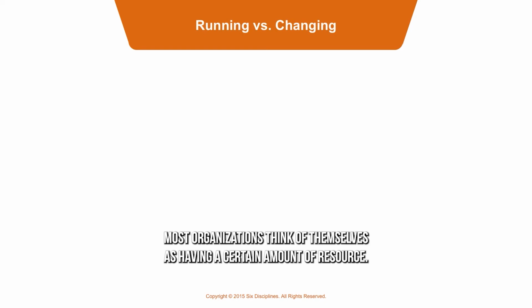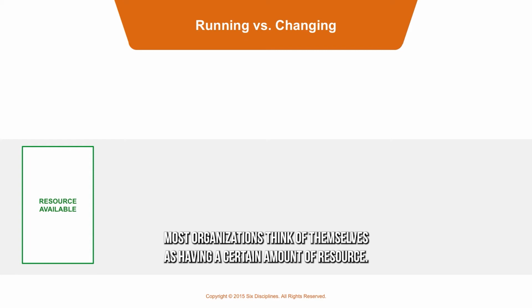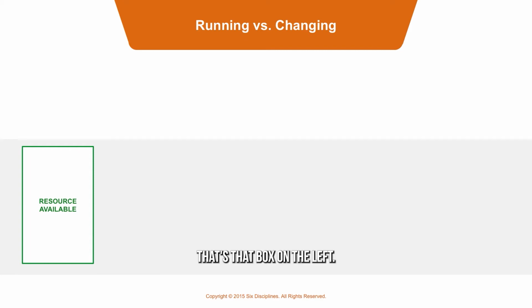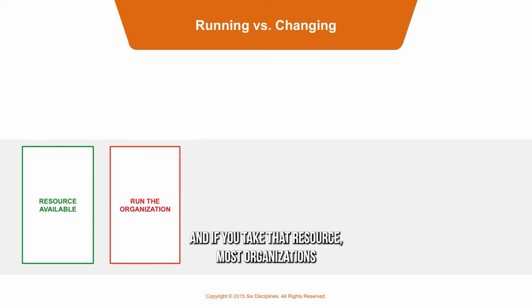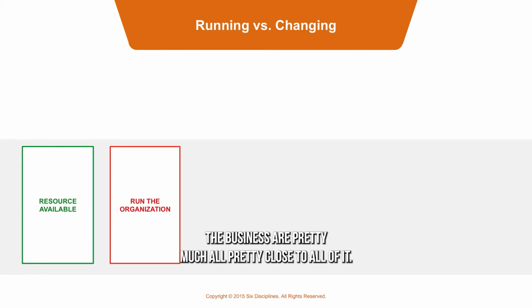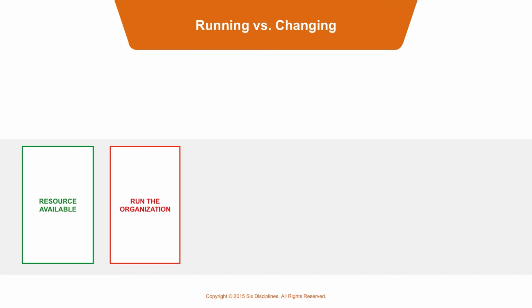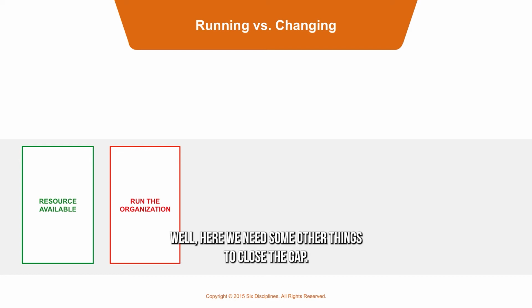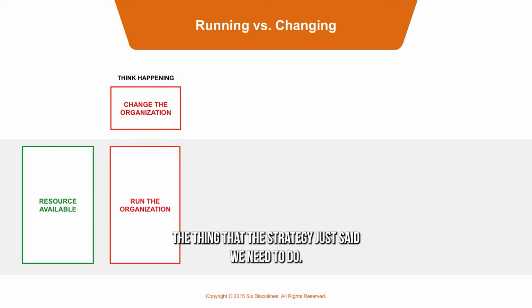Most organizations think of themselves as having a certain amount of resource. That's that box on the left. And if you take that resource, most organizations think that they're using all of it, or pretty close to all of it, to run the business. And then they lay on top of it, well, here we need some other things to close the gap, the thing that the strategy just said we need to do.